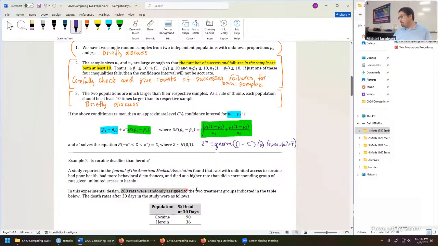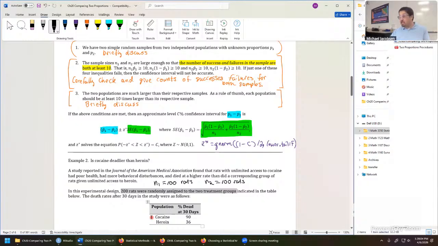and the 200 rats were randomly assigned to two treatment groups, they didn't say how many rats went into each group. But if they had 200 rats, the more natural thing that they would have done is split them up, randomly assign 100 to go into the cocaine group, the other 100 to go into the heroin group. So let's make that our assumption here. Sample size 1 is going to be 100 rats. Sample size 2, n2, will be 100 rats as well.